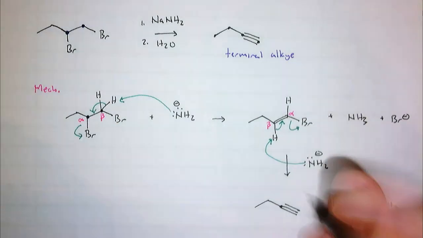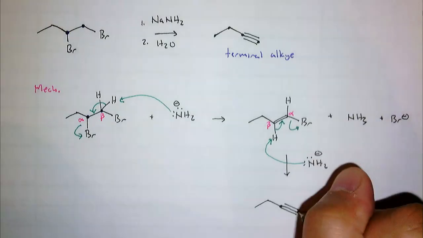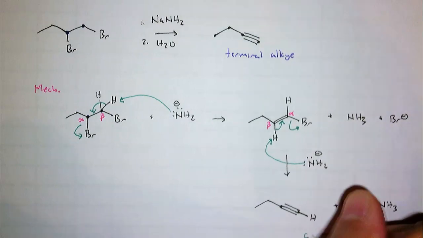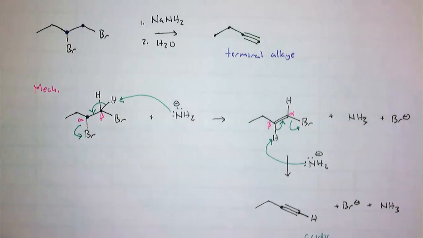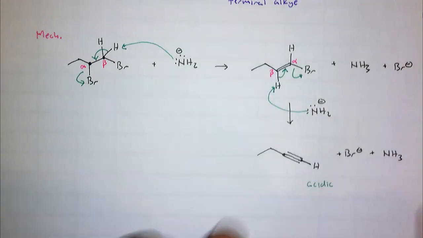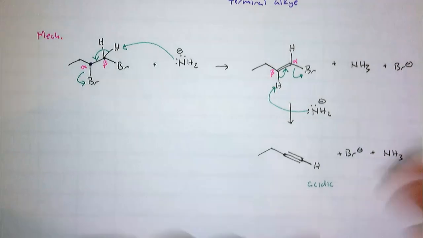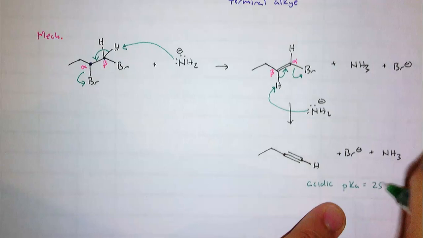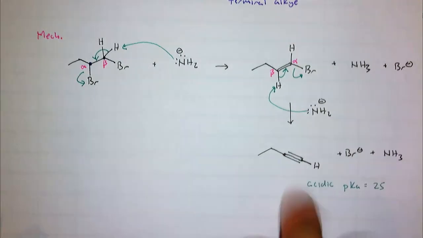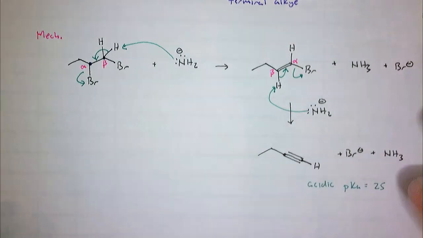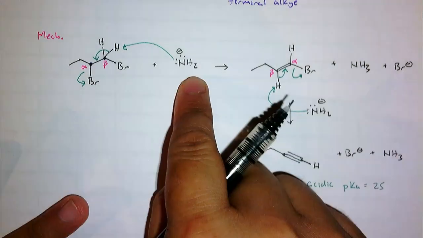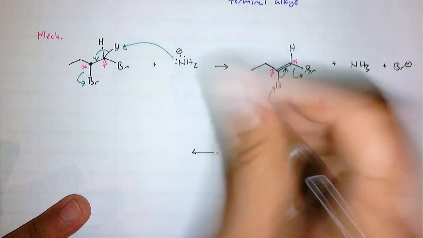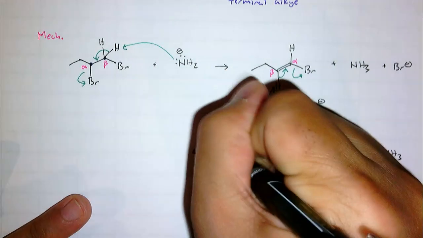But there's a big problem. This hydrogen right here. This hydrogen is acidic. Well, not super acidic, right? But it's acidic enough for the base to rip off. This has a pKa equal to 25. Terminal alkynes pKa of 25. The thing is, remember how I said that you've got to assume that you have excess reagent? Well, we're going to assume that we have excess NH2 minus as well, the reagent.